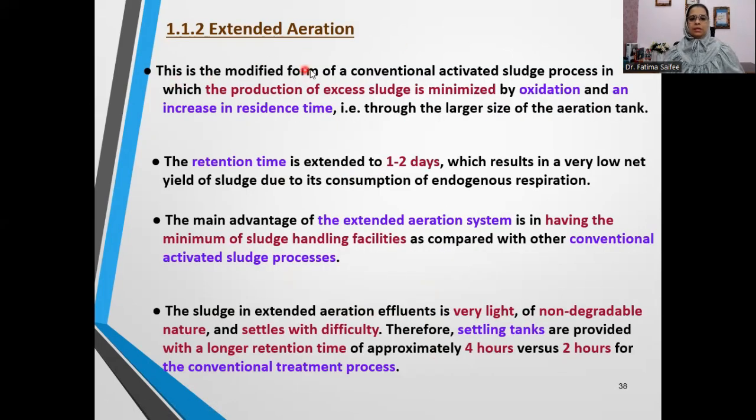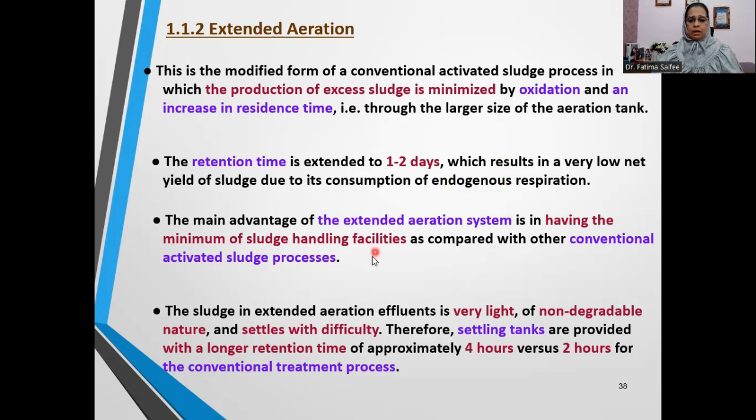Extended aeration. This is a modified form of the conventional activated sludge process in which the production of excess sludge is minimized by oxidation and increased residence time through a larger aeration tank. What happens in extended aeration is that the area of the settling tank is larger, the time is increased, and the sludge formation is decreased. That is the only reason. If you want to reduce excess sludge formation, we can increase the time and increase the area of the tank while supplying oxygen, so it will degrade more and more.